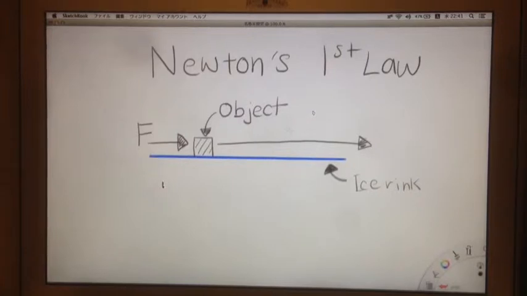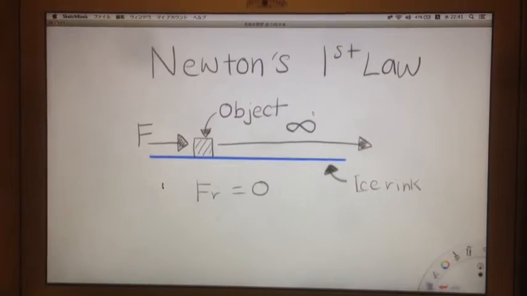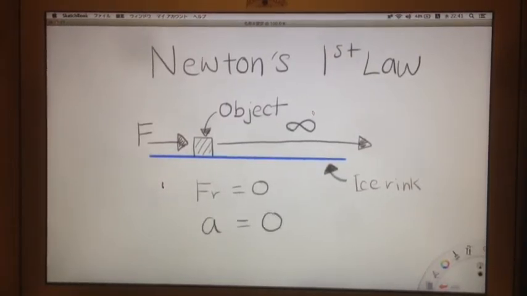Why? Because the object has no resultant force acting upon it. And if it has no resultant force acting upon it, then what happens? What does that mean about acceleration? The acceleration is zero. The object is not accelerating. That's why it has constant velocity. So if it started with zero velocity, it'll continue with zero. If it started at 20 kilometers per hour, that's how it's going to go.